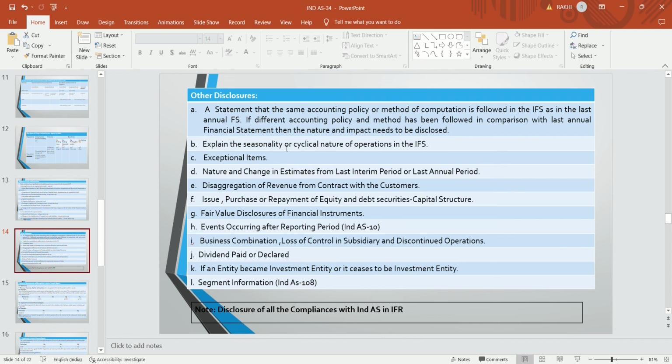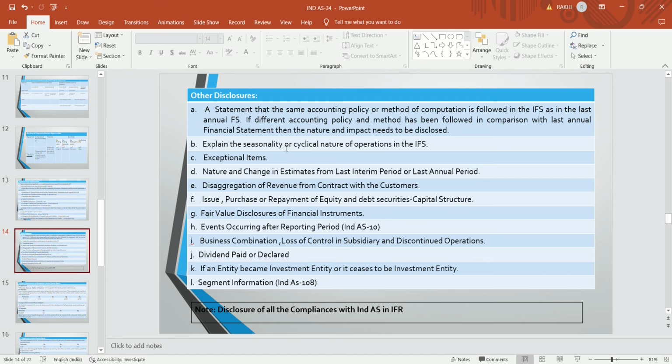Issue, purchase or repayment of equity and debt security. If there is a change in any capital structure of the entity, it is required to be disclosed. Fair value disclosure of the financial instruments. Fair value is required to be disclosed of the financial instruments.